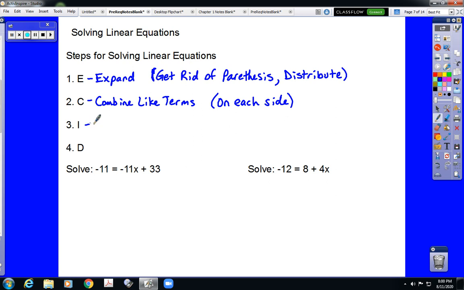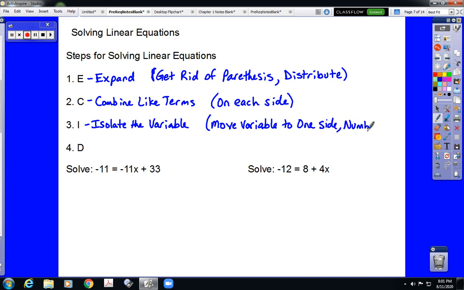Next up is I for isolate the variable. What I mean by that is move the variable, x usually, to one side and the number to the other. And then that should result in a one-step equation, so the D stands for divide.